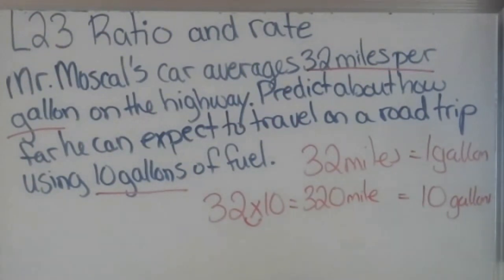That is rate. You are taking what numbers you need and you are either multiplying to see how far you can go or dividing to see how much each individual piece of your groups was. That is lesson 23, ratio and rate for course 1.